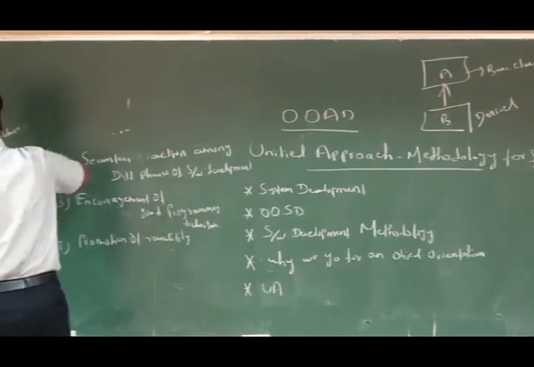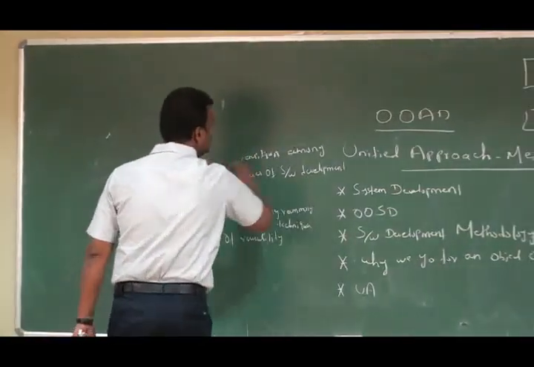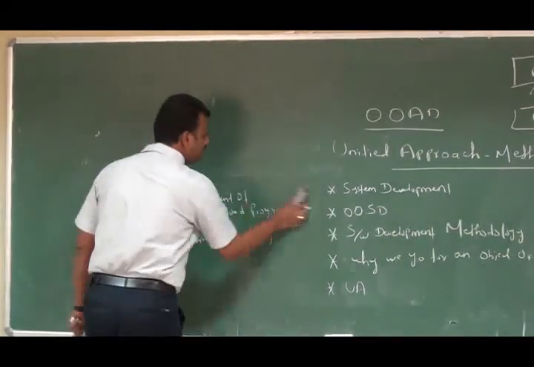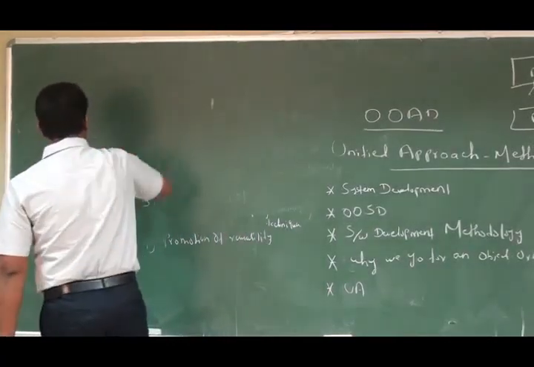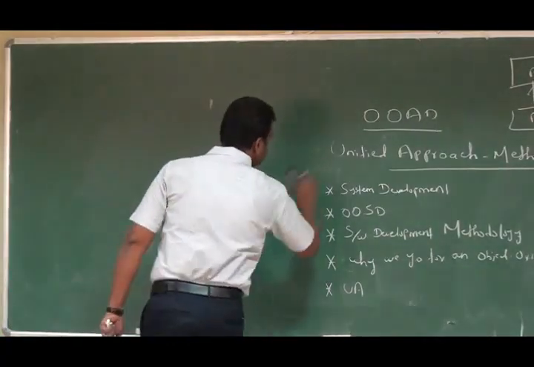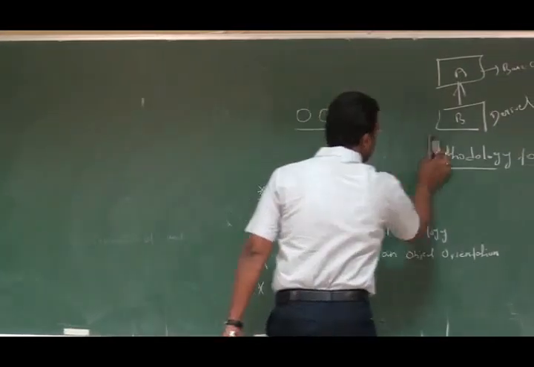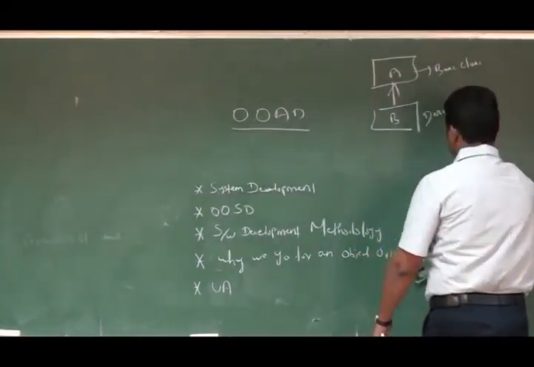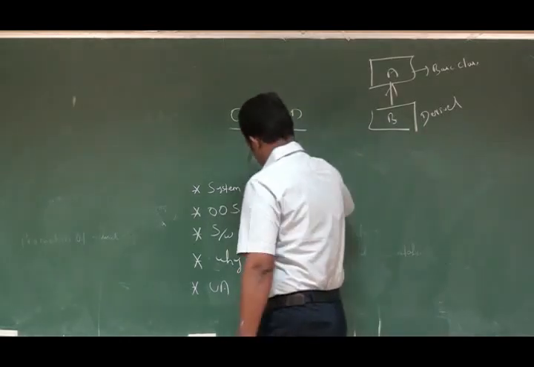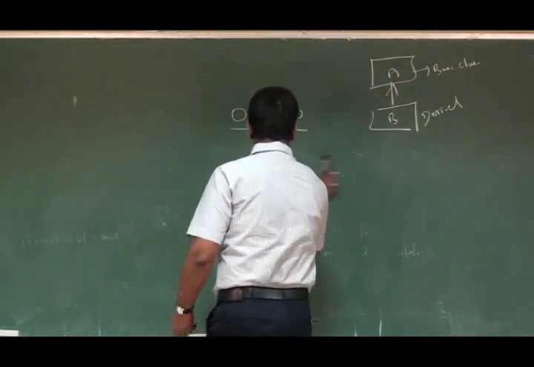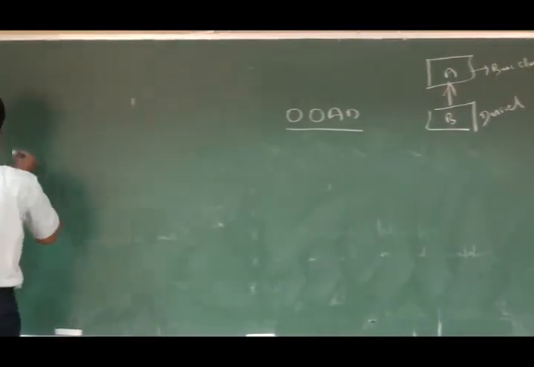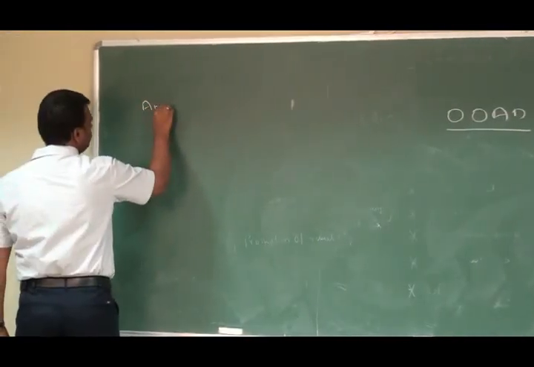The unified approach. What do you mean by unified approach? The unified approach is a methodology for software development. There are three phases of software development: the analysis phase, design phase, and implementation phase. First, we are going to see the analysis phase.